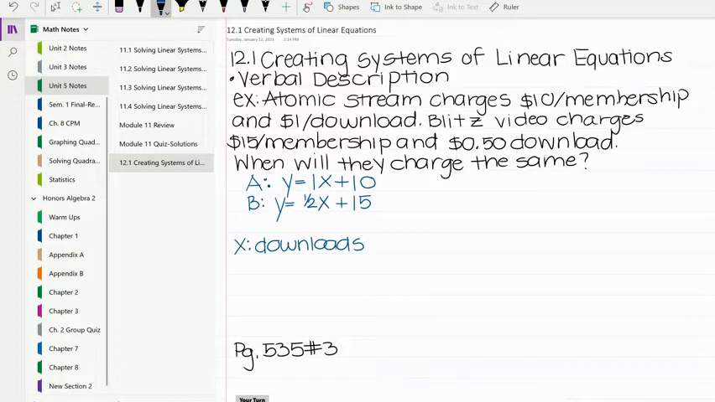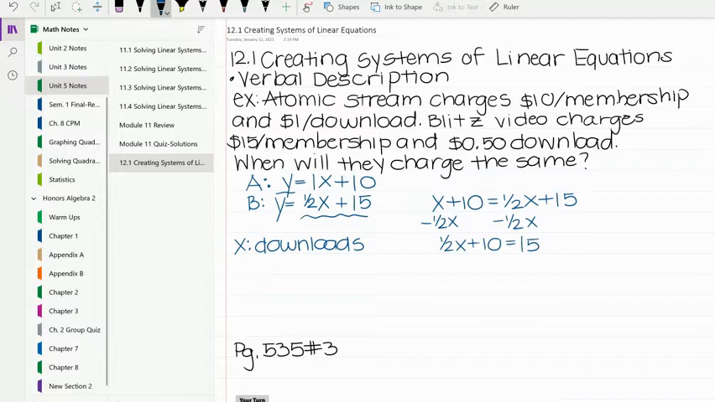So we want to know when they would cost the same. Well, since they're both equal to y, we could actually set them equal to each other. That's technically using the substitution method, right? You're plugging in this value in for y. It doesn't really matter which part I write first, but we have x plus 10 equals 1/2 x plus 15. And from there, we are going to subtract the 1/2 x. And so we would have x minus 1/2 x, which is 1/2 x, plus 10 equals 15.